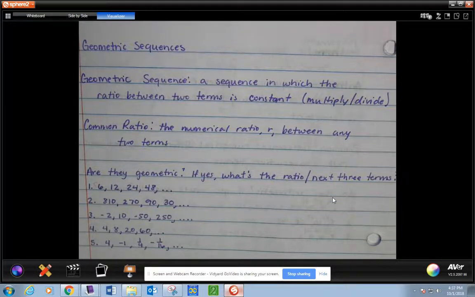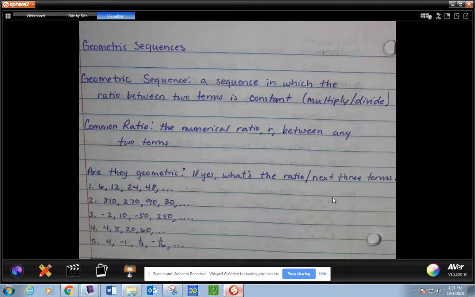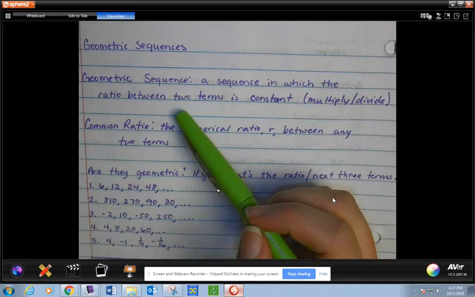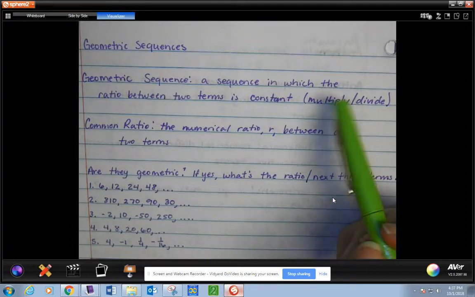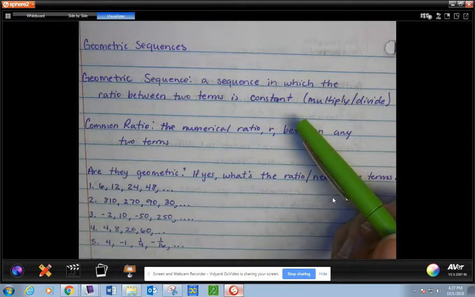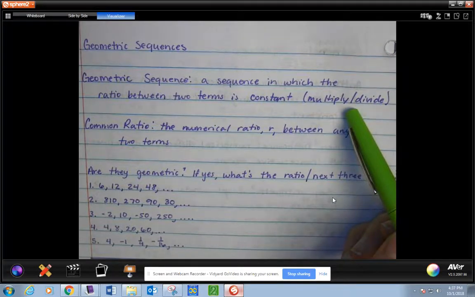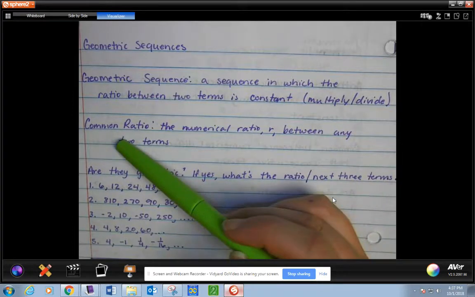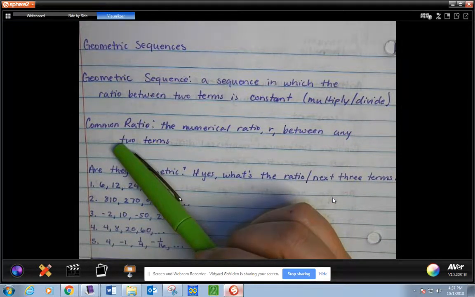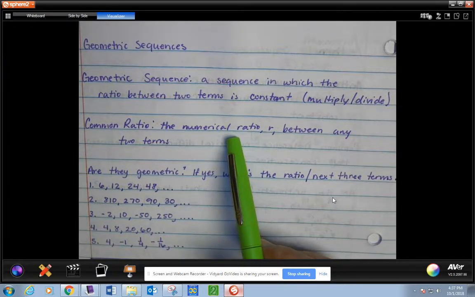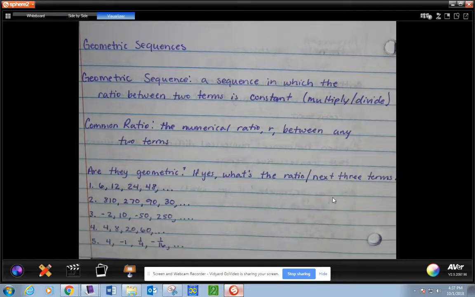So now that you have copied this down to this bottom part at number 5, what we are going to do is geometric sequence. This is just a sequence in which the ratio between the two terms is constant. And when you're talking about geometric, you're talking about multiplying or dividing, as to where arithmetic was adding or subtracting. Instead of a common difference, we're going to have what we call a common ratio. The reason it's ratio is because we're multiplying or dividing. So a common ratio is just the numerical ratio, which is R, between any two terms.